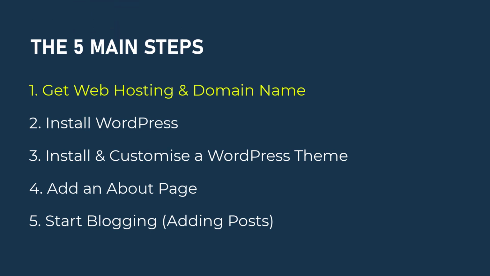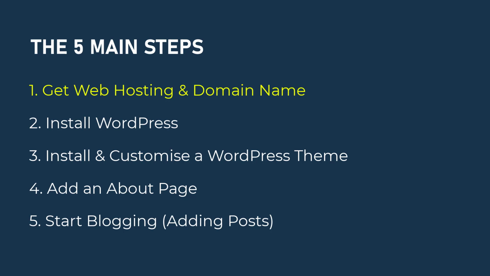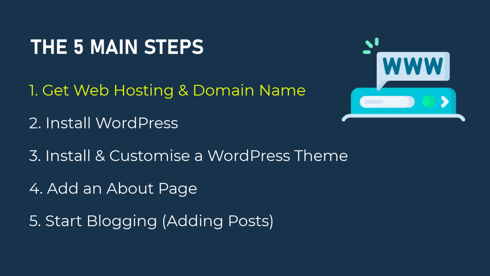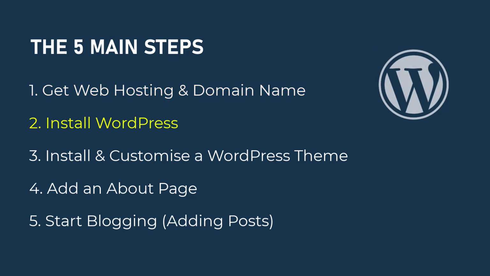So the first thing we'll need to do is get web hosting and a domain name for our new blog. Web hosting is basically where the different files that make up our blog will be stored online, so people can access it. And then a domain name is usually the title of a website or blog, with www before it and .com after it. And it's what we type into our internet browser to visit a specific site. So for example, Google's domain name is www.google.com.